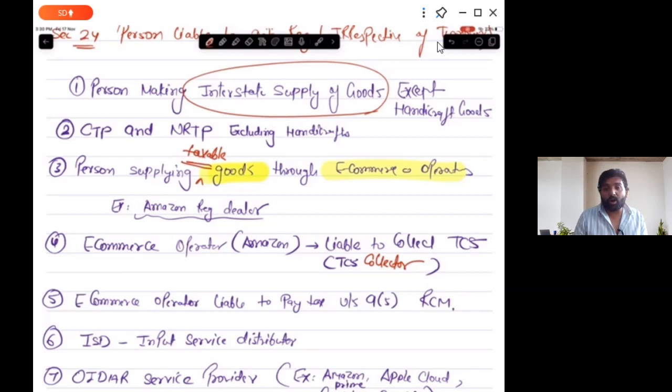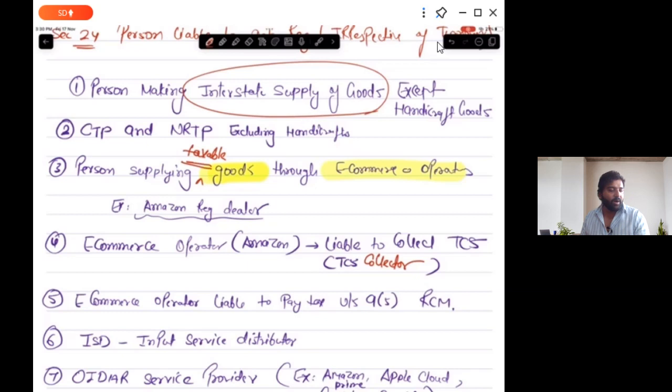Next, of course, the e-commerce operator needs to get registered. They need to get registered as TCS collector. You know why? Because TCS provisions are applicable on all the e-commerce websites. So all the e-commerce websites are covered under the umbrella of TCS, and that's why Amazon, Flipkart and all the e-commerce operators need to get registered as TCS collector.